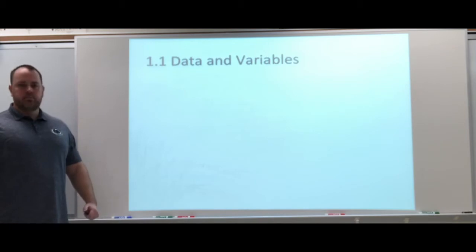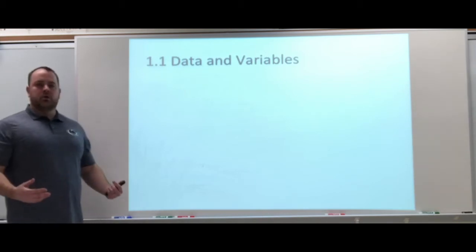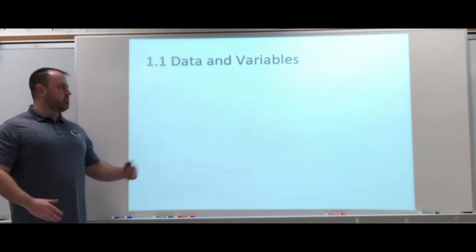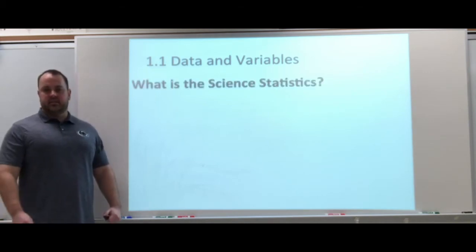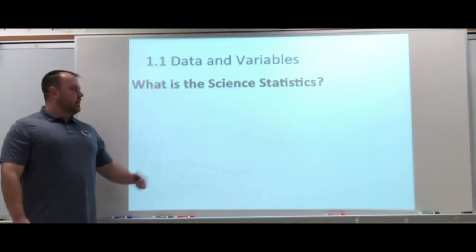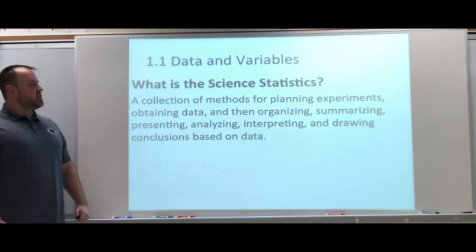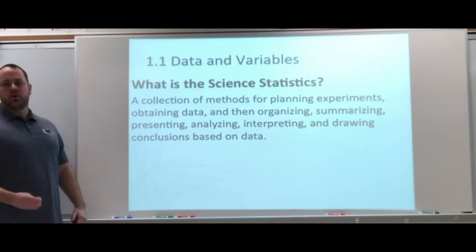Okay? Section 1.1, data and variables. Now the first thing we should even talk about here, before we even get into some of the basic terms, is what is the science of statistics? Okay? The definition I have here: a collection of methods for planning experiments, obtaining data, and then organizing, summarizing, presenting, analyzing, interpreting, and drawing conclusions based on data.